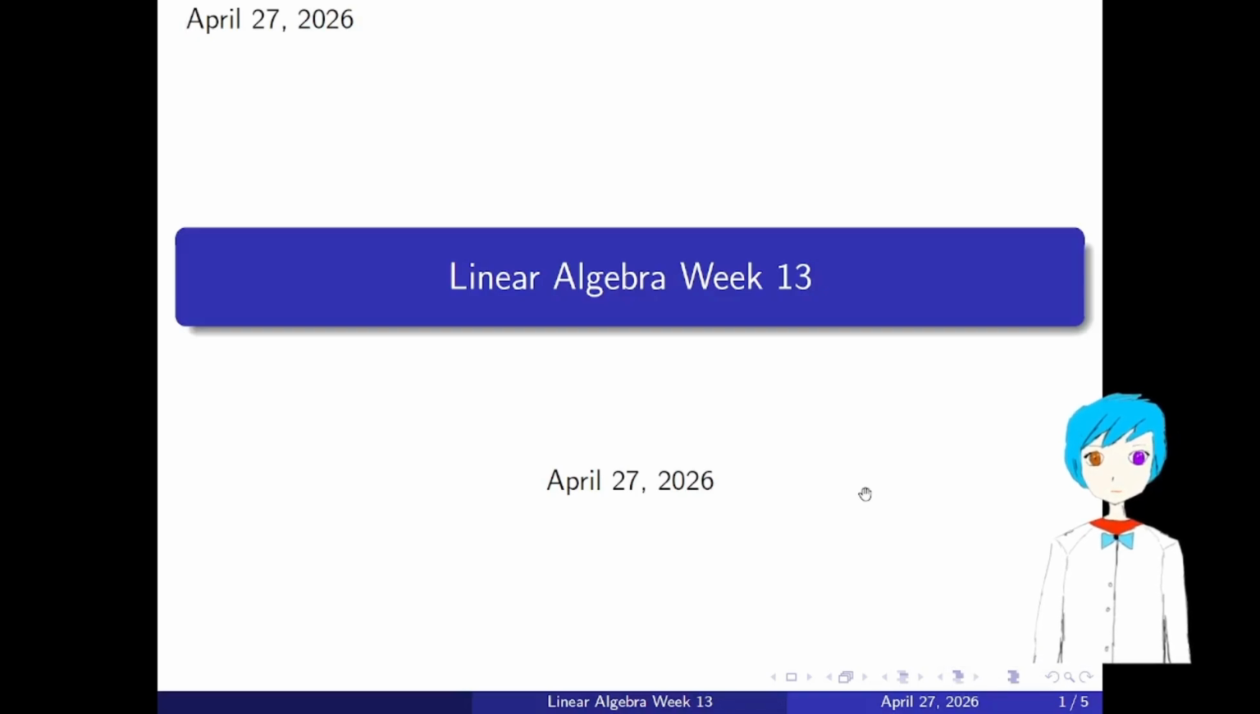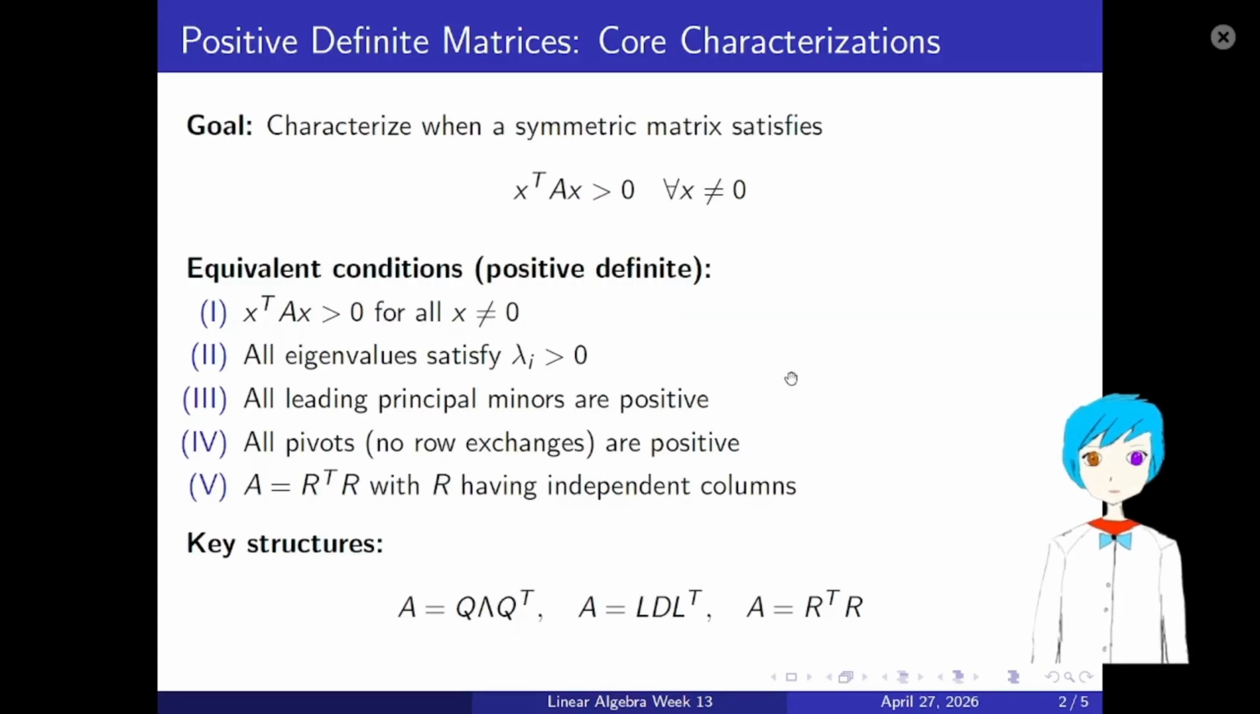Today we are going to do a review of last week's lectures. In this week, we talked about positive definite matrices and the SPD decomposition. For symmetric matrices, we wish to characterize the matrices when the quadratic form x transpose Ax is greater than 0 for non-zero vectors x. There are 5 equivalent conditions.